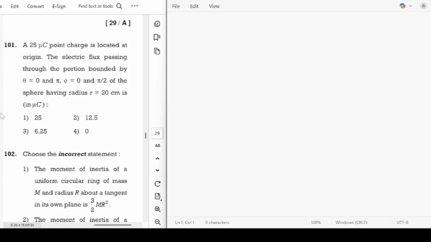Our first question is: a charge of 25 microcoulomb is spread on a surface of varying radius, where theta is 0 to pi, and phi is 0 to pi by 2. We have to find the flux.